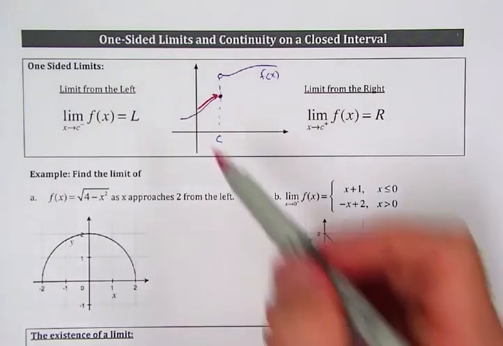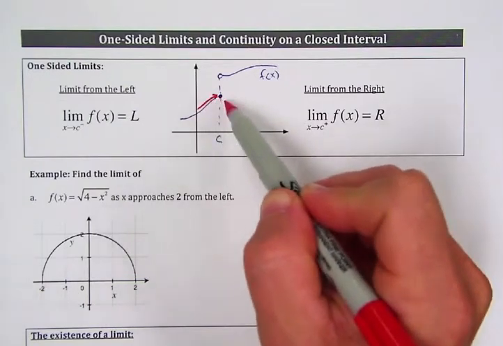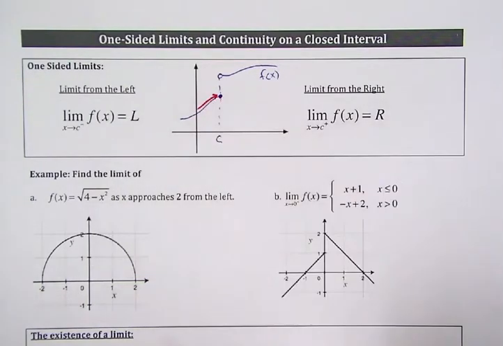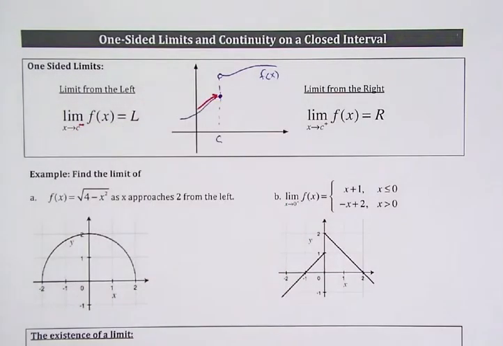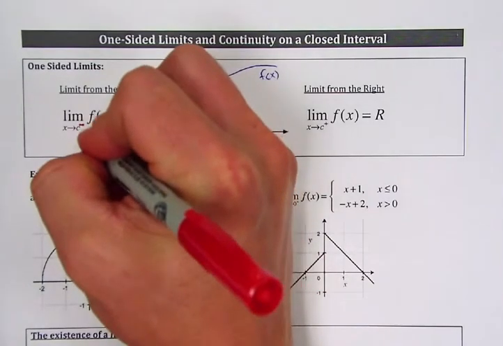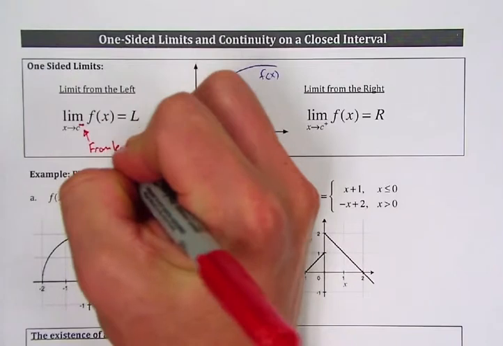As we trace this function from the left side, getting closer to c, what is the intended height of the function? Now, in our notation, it's very subtle. The only thing we change is put a minus right here. So that minus symbol means from the left.